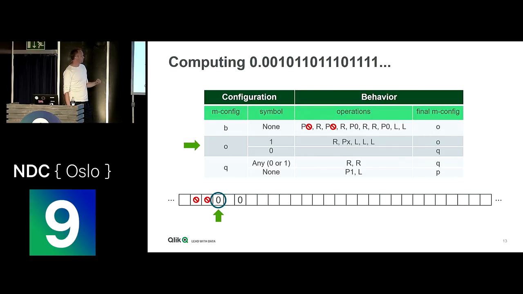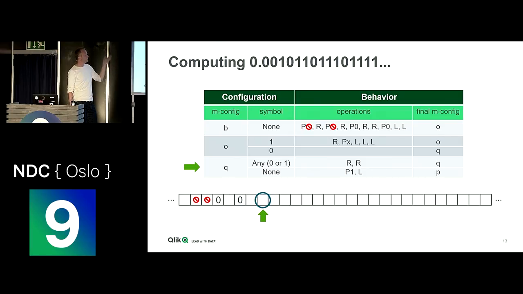So anyway, now we're in the state O. So now we look. What is the symbol under the head? It's a zero, so we follow this line, in which case we just go to Q, so we go here. And again, we look at the state. What is the symbol? It's a zero, so we're at the top row, so we just move two to the right, go back to Q.